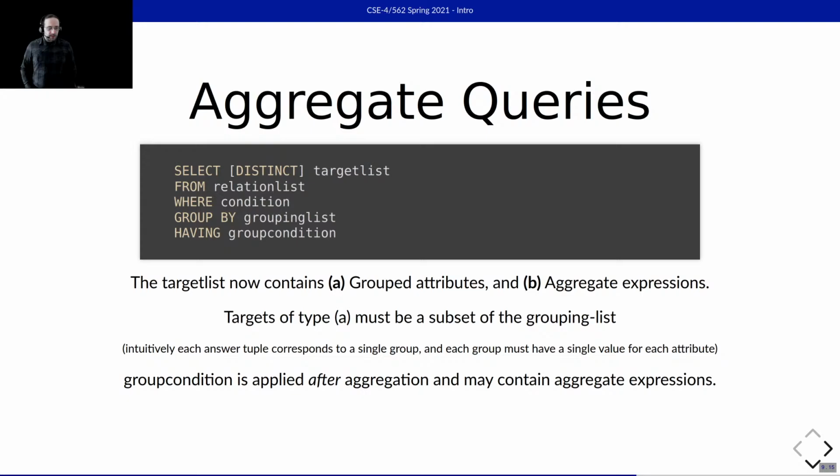And the idea is essentially we're going to take all of the results, group them into groups based on the grouping attributes, and then compute an aggregate statistic for each group, or multiple aggregate statistics. There's also an optional HAVING clause that allows us to apply a filter on the resulting groups, and the HAVING clause can also include aggregate statistics as well.